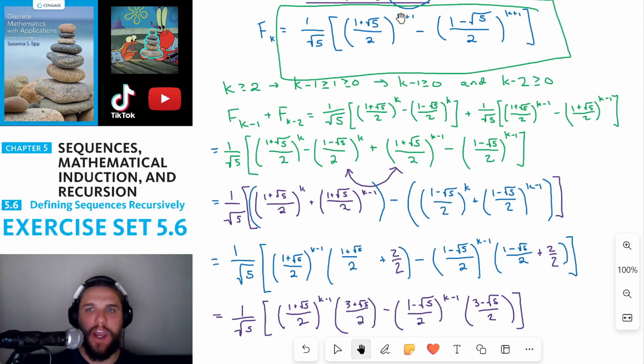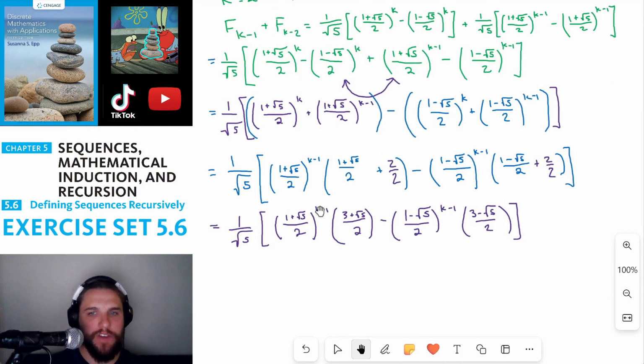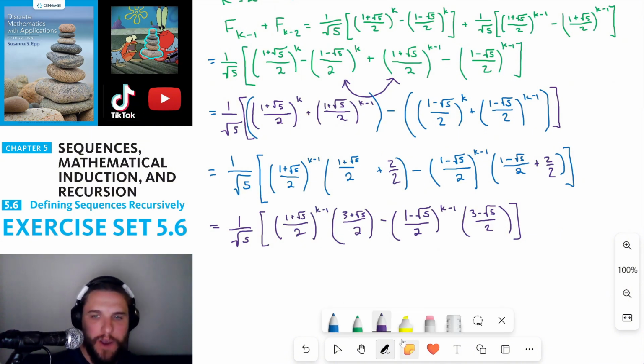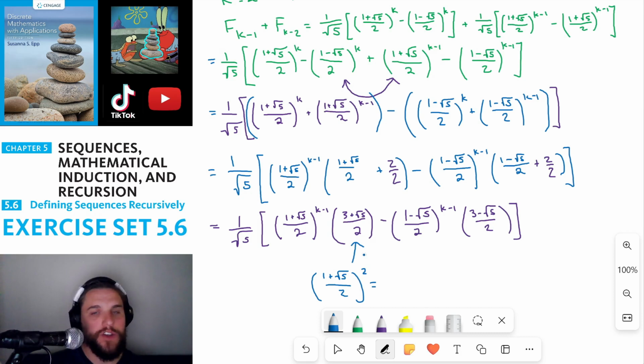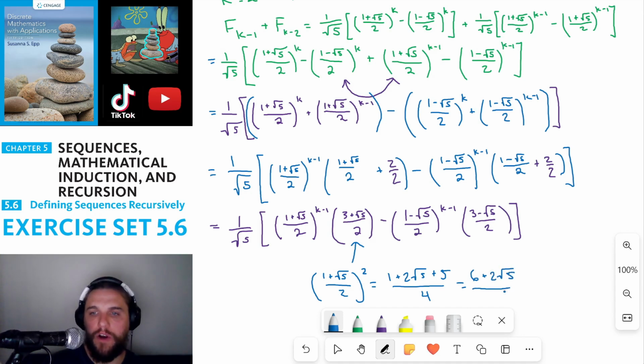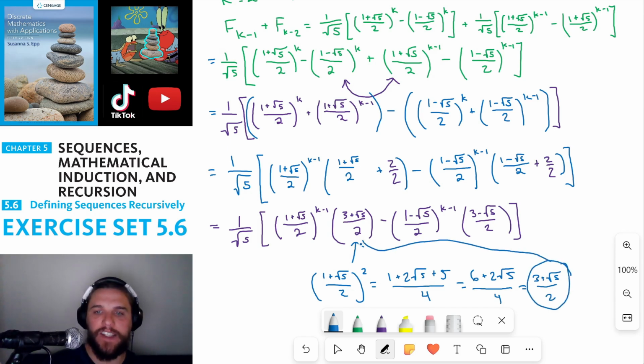This should be an exponent of k plus 1, but here we have an exponent of k minus 1 and then this weird factor. But I'm going to claim that this thing right here is the same thing as 1 plus root 5 over 2 squared. Now, if we were to square the numerator and the denominator here, we would get 1 plus 2 root 5 plus 5 all over 4, which is 6 plus 2 root 5 over 4. And we could simplify that to 3 plus root 5 over 2. And notice we get the exact same thing here.